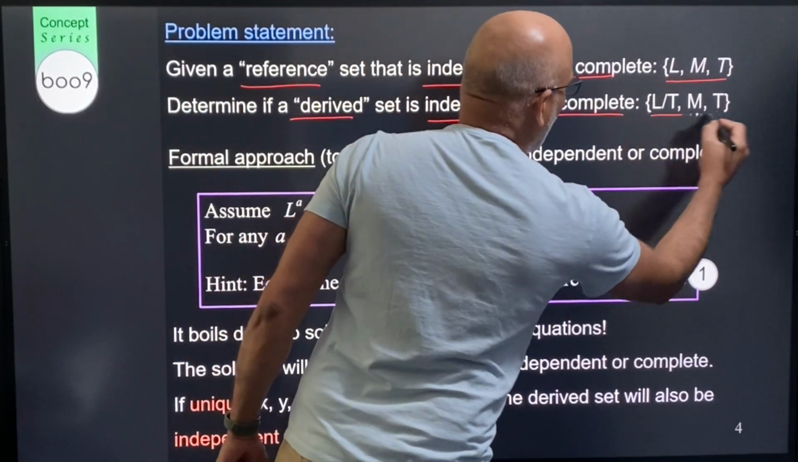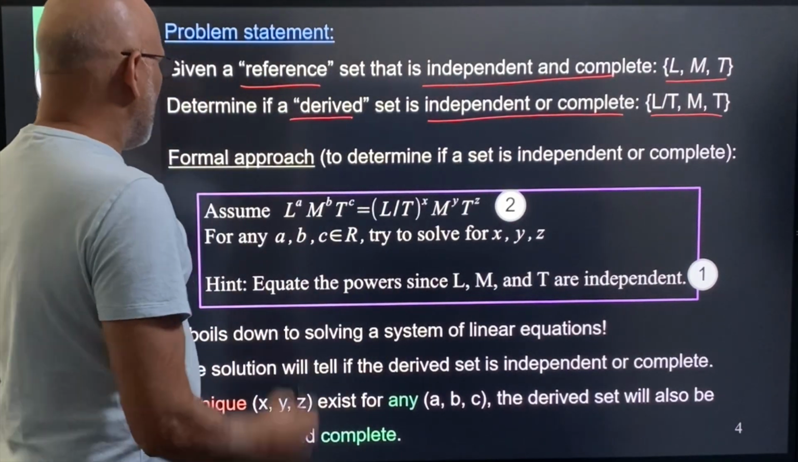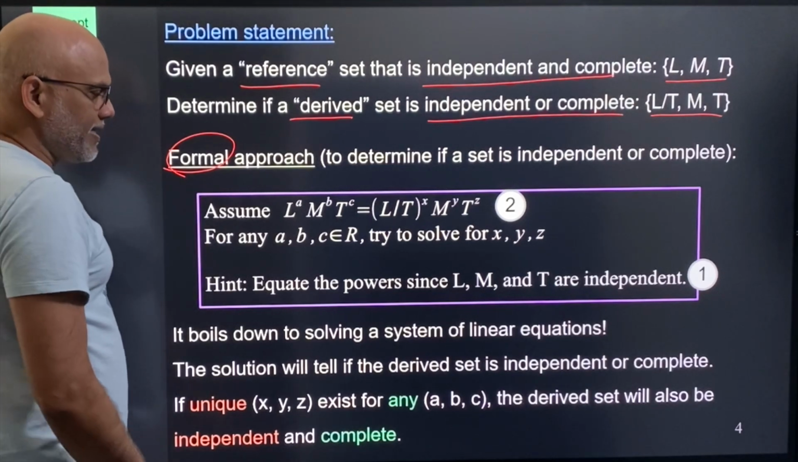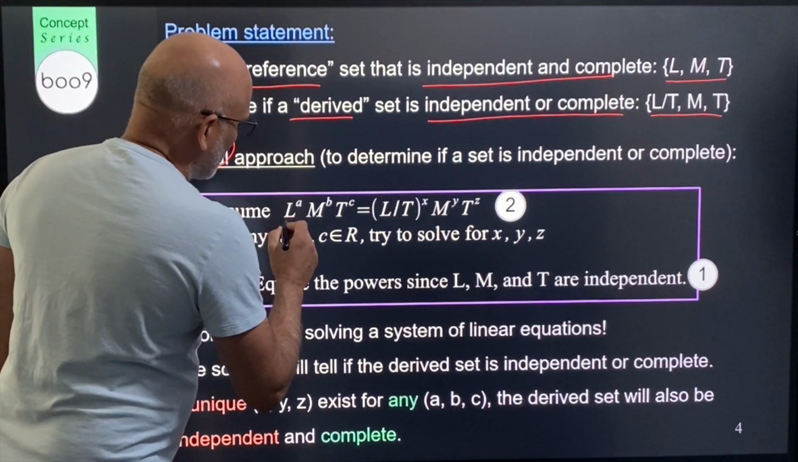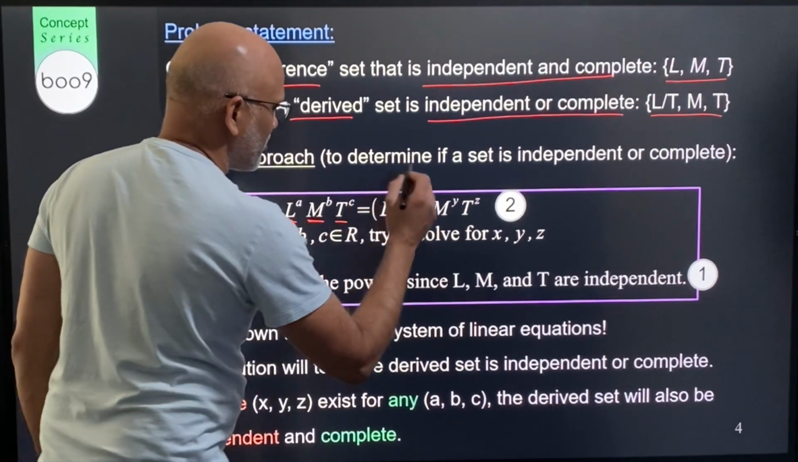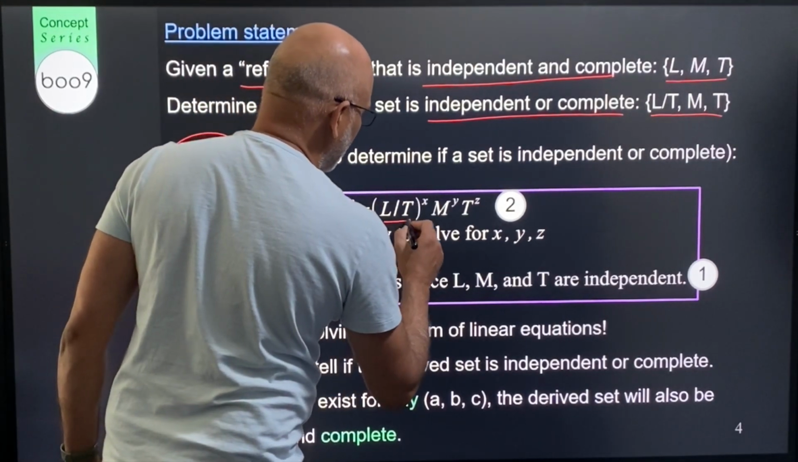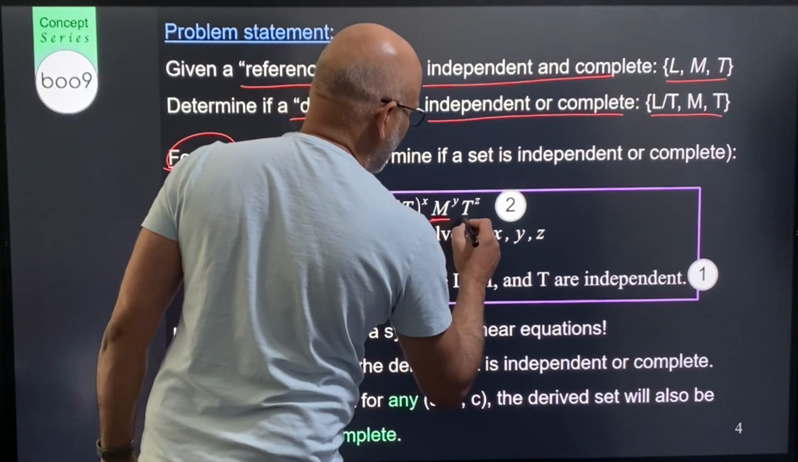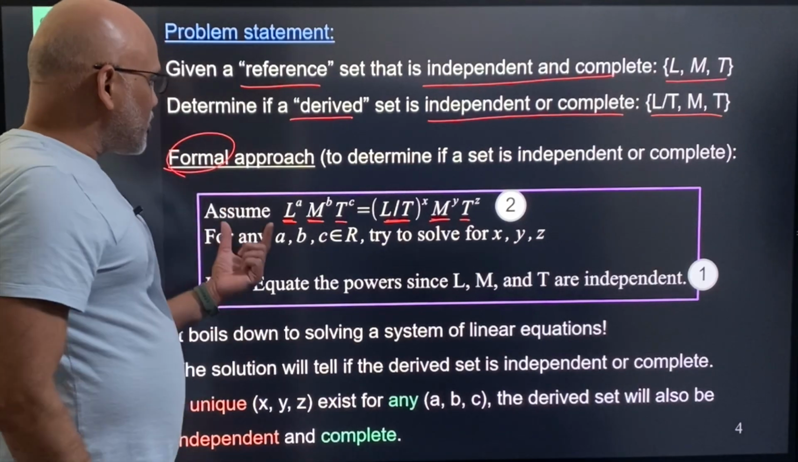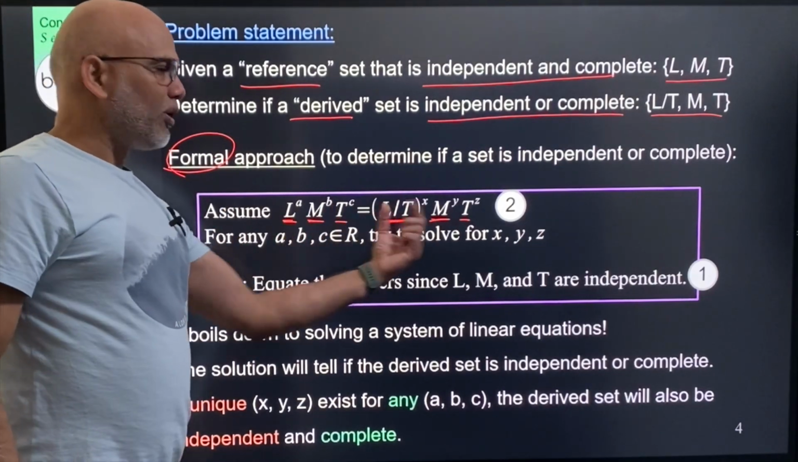And this is the example of a derived set. Okay, so a formal approach goes like this. On the left hand side, I have the reference set: length, mass, and time. On the right hand side, I have the derived set: length over time, mass, and time. That is the example that I have taken here. Now, I'm assuming that this is equal to this.